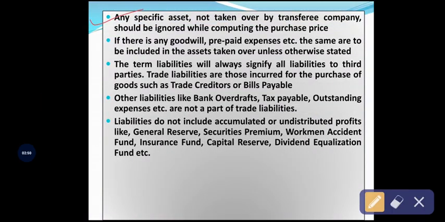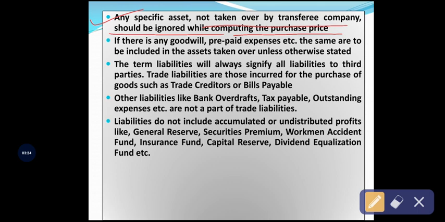Any specific asset not taken over by the transferee company should be ignored while computing the purchase consideration. That means, if it is specified in the problem that any asset, because of any environmental factor or any other reasons, has not been taken over by the transferee company from the transferor company, we have to ignore that asset while calculating the purchase consideration. So that is the point.